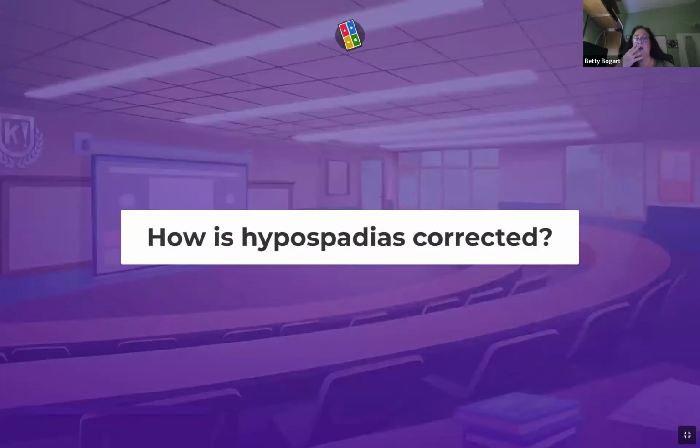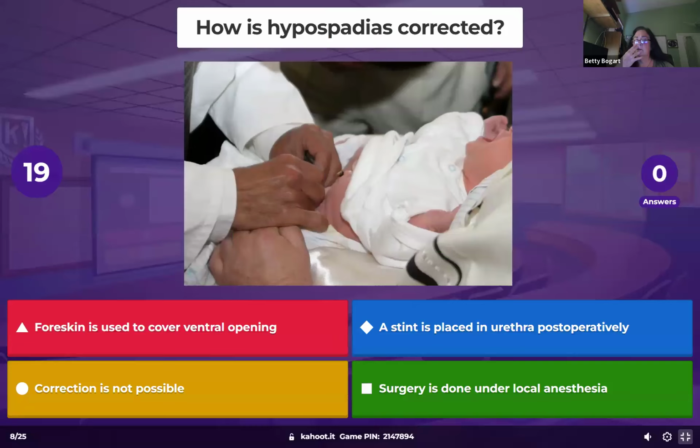Okay. How is a hypospadias corrected? Remember, that is when the urethra doesn't come out the tip of the penis, it comes out on the ventral side, and the urethra is down there. So, how do you correct that?